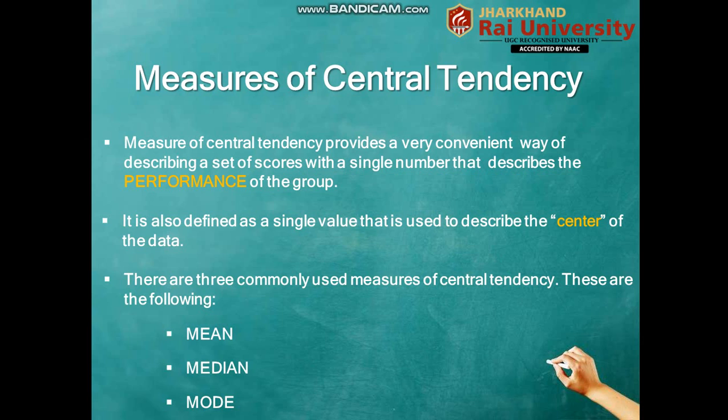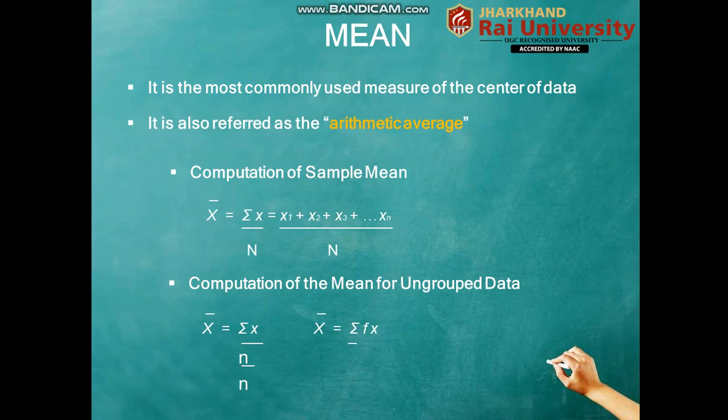There are three commonly used measures of central tendency: the first one is mean, second median, and the third one is mode. So let's start with mean. It is the most commonly used measure of the center of data, and it is also referred to as the arithmetic average. Average is the sum of all the numbers divided by the number of terms.